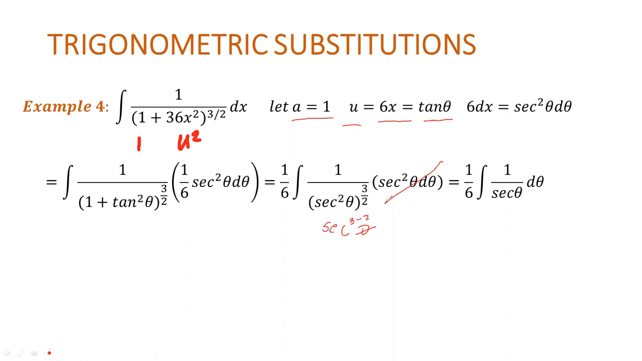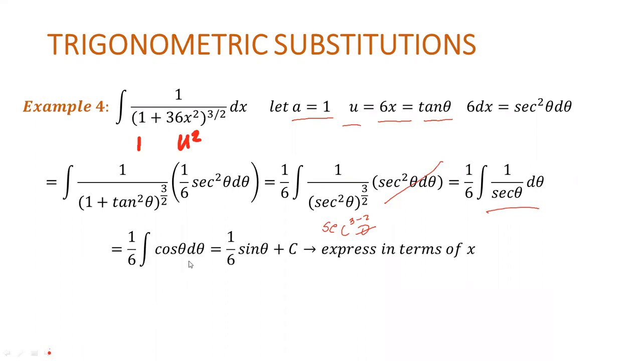So you subtract 2 from the exponent, and that is why you have 1 over secant theta. What is 1 over secant? We know that it's the cosine, right? So if it's cosine theta and you integrate it, that would yield sine theta. This is not yet the final answer because we need to express your answer in terms of the original variables that are present in the original integral. So we do substitution.